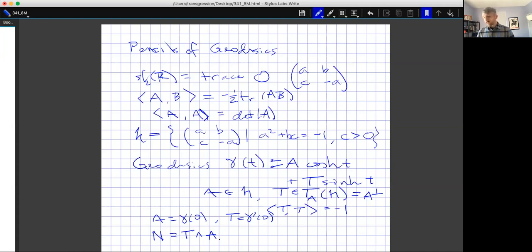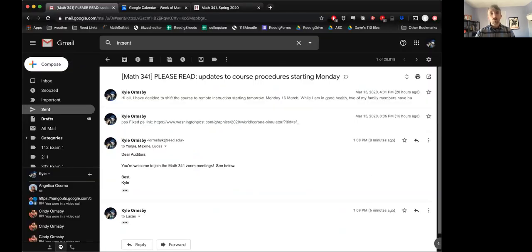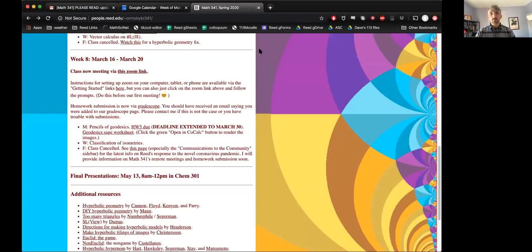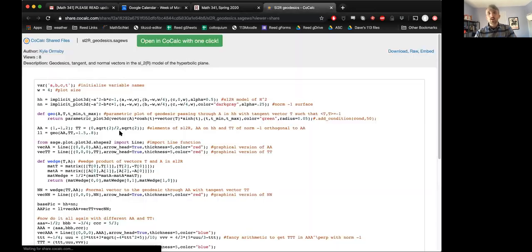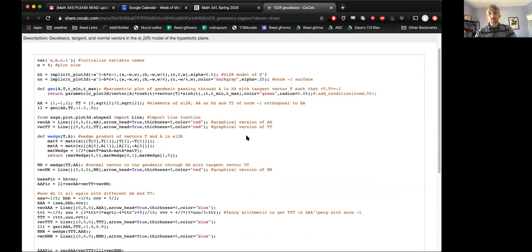So before I move on to the reflection axiom, I actually want to show you what that looks like. And I spent an inordinate amount of time making this picture. So let me switch my sharing screen here to Chrome. And here on our course website, if you go to today's meeting, Monday, and you click on this geodesics SAGE worksheet, then you will get this business here.